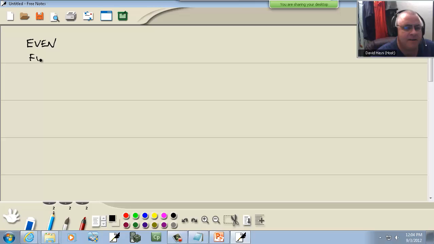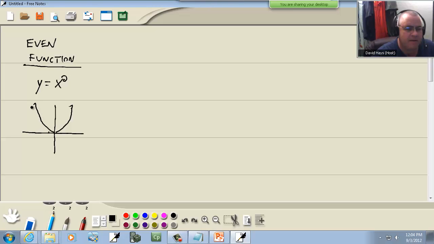Now we got something called an even function. And I'll give you an example of an even function. We got y is equal to x squared. And if I look at my graph, it would look like that. That's an example of an even function. If we were to look at a point on a graph, we look at the distance over to the y-axis. Let's say that distance is 2. This distance straight over on the other side to our graph would also be 2.